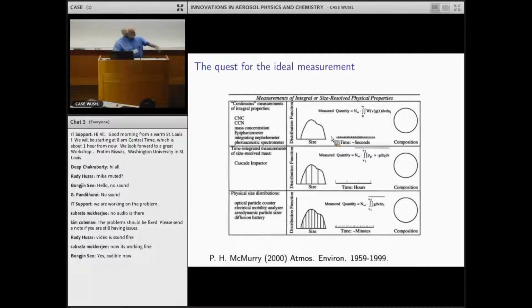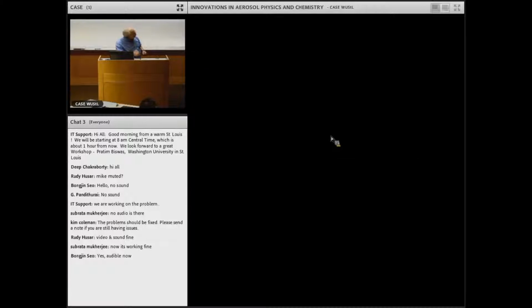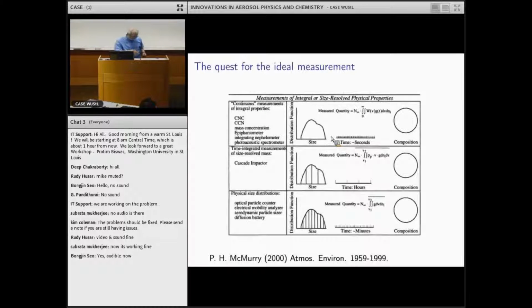So we could start out with the integral measurements. So one of these should be a pointer. Oh, that wasn't it. Oh well.